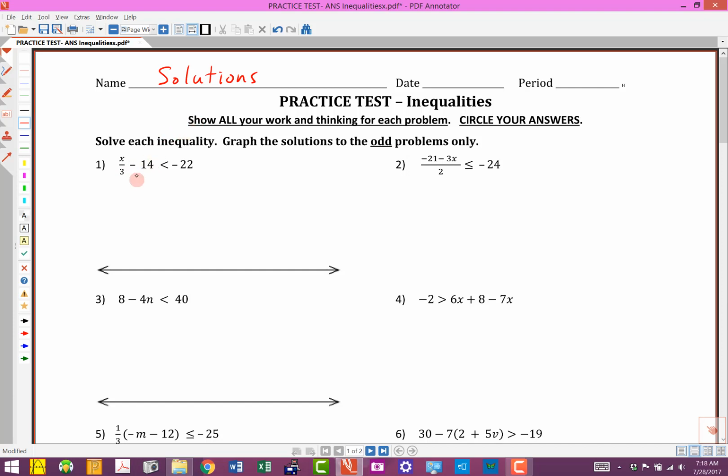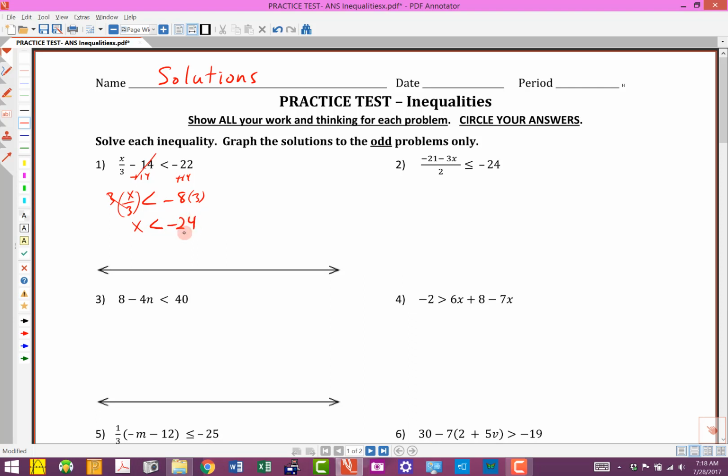First thing we're going to do is add 14 to both sides to isolate that variable term there. So we end up with x over 3. Now we're adding, so that doesn't change the direction of the inequality, so that's going to stay a less than, and then when we add 14, we're going to end up with negative 8. And then we're going to multiply both sides by 3 to get rid of dividing by 3. So those are going to cancel, and we end up with x. We're multiplying by a positive 3, so that doesn't change the direction. So we get negative 24 over on this side.